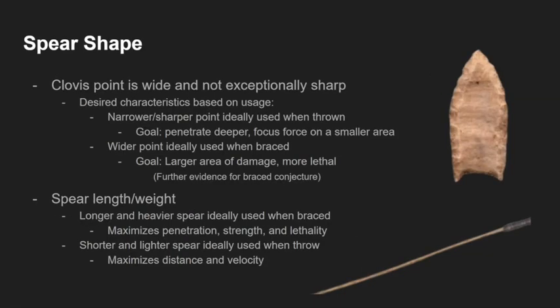Finally, moving on to spear shape, a Clovis point is wider and not exceptionally sharp, which is ideal for a brace spear because of the increase in damage and sturdiness. This is not ideal for a thrown spear, as that would be better when sharper due to deeper penetration and force focused on a smaller area. This is further evidence that a Clovis point spear was likely braced in prehistoric times.